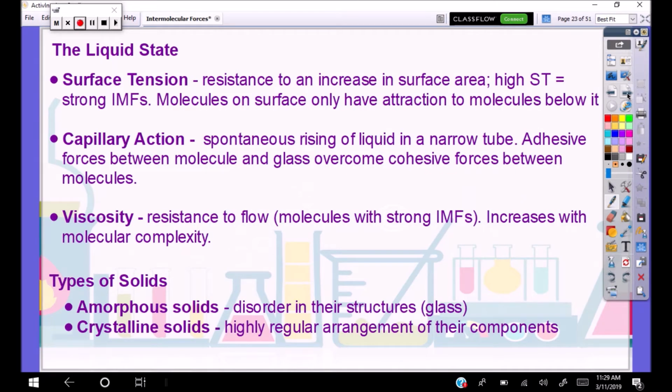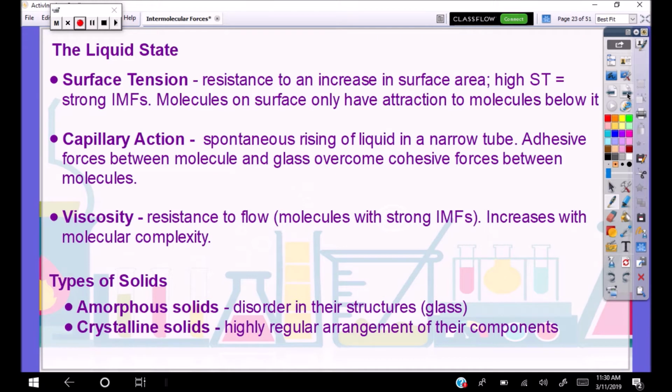In the liquid state, we're going to look at a lot of different physical properties, including surface tension, capillary action, and viscosity. We will continue looking at these more in depth, but this slide has a good rundown of what they are and why we care about them. Surface tension is a resistance to an increase in surface area. So if we have a high surface tension, we have strong intermolecular forces, which means it's hard to disrupt the interactions between the molecules at the surface of the liquid.